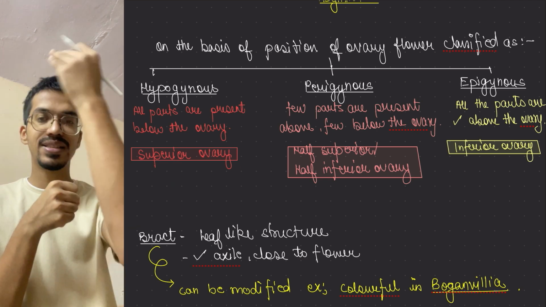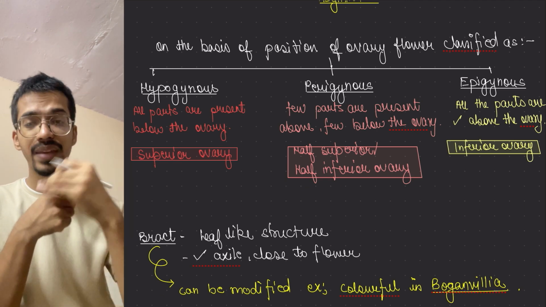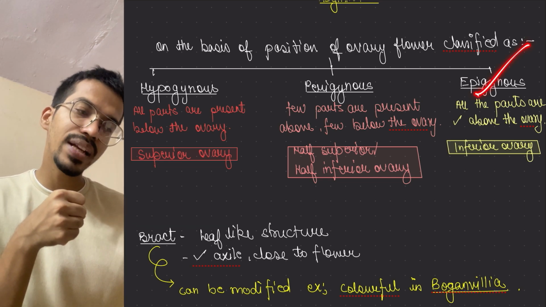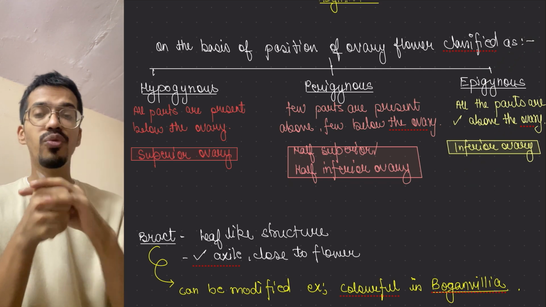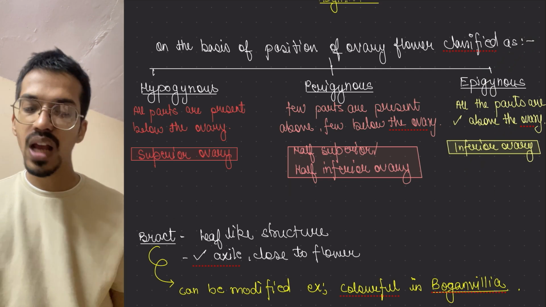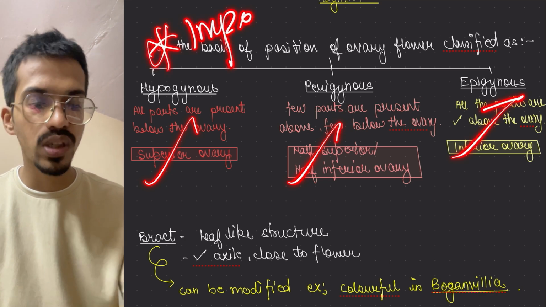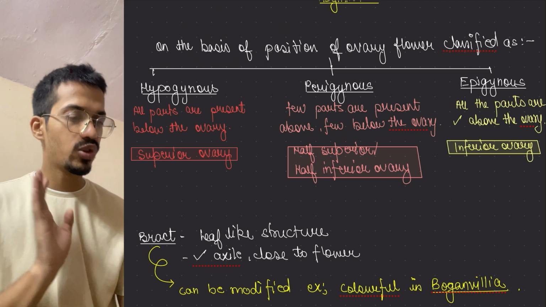The parts like stamen, your corolla and calyx will be present above it. So we call it what? Epigynous or inferior ovary. The ovary is coming down relative to the other parts. So the ovary is on the inferior level. Understood this thing? Very important. And its examples, of course, are super important. I just hope that you will be able to remember it.